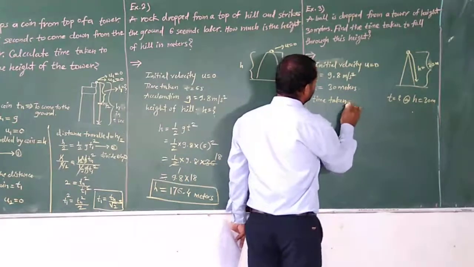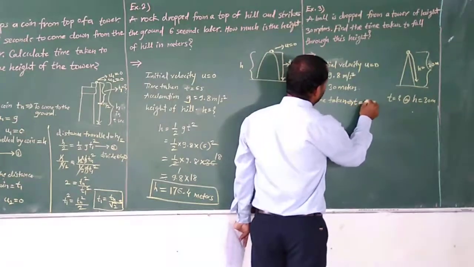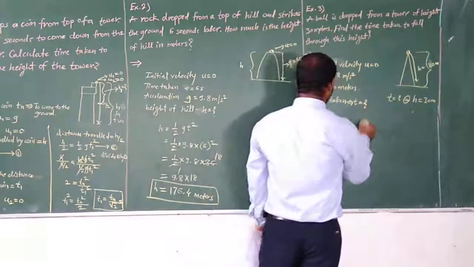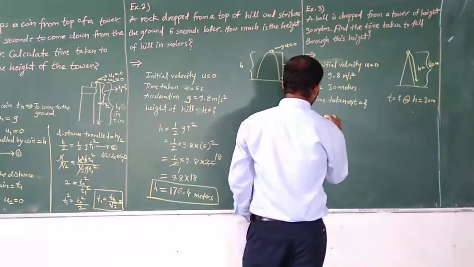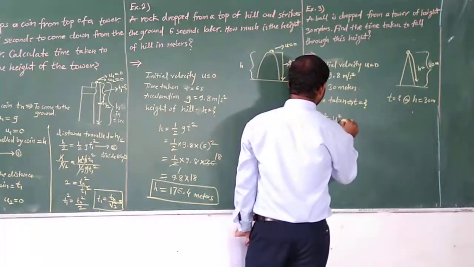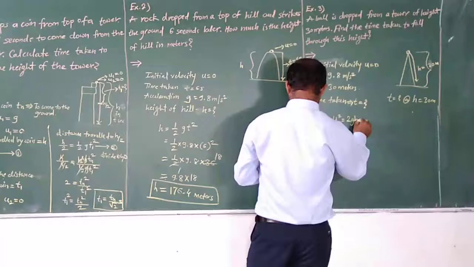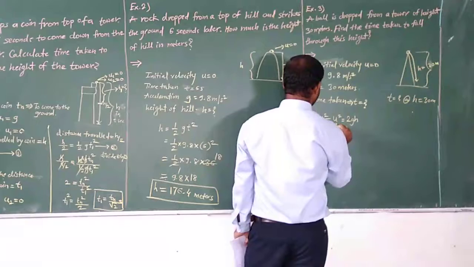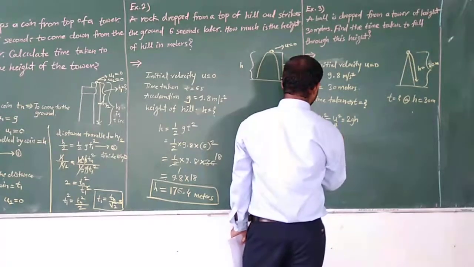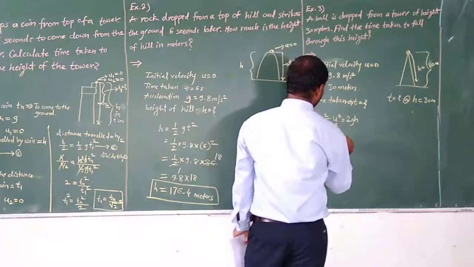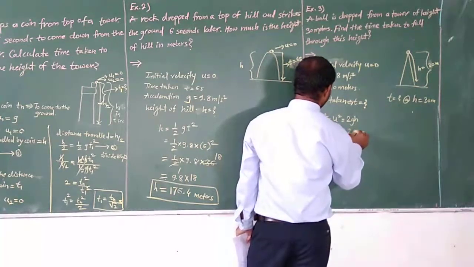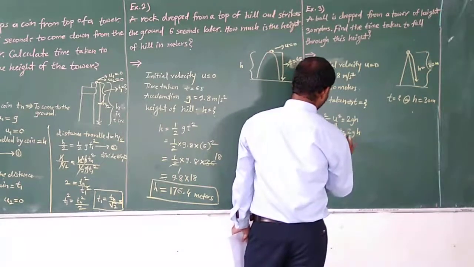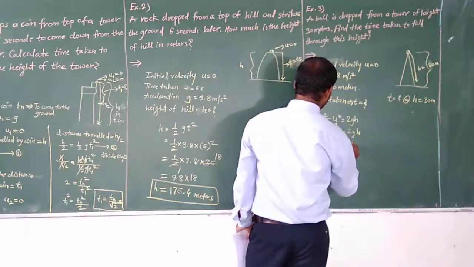So we have to find out the time taken, t. We know the formula: v square minus u square is equal to 2gh. The initial velocity is 0, so v square minus 0 square is equal to 2gh. So v square is equal to 2gh.